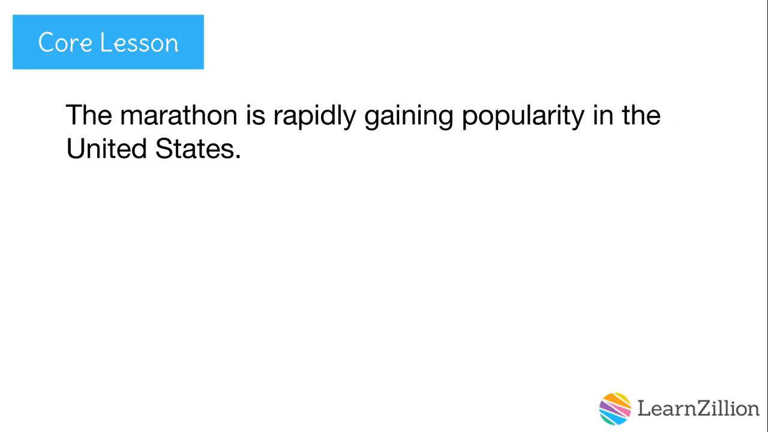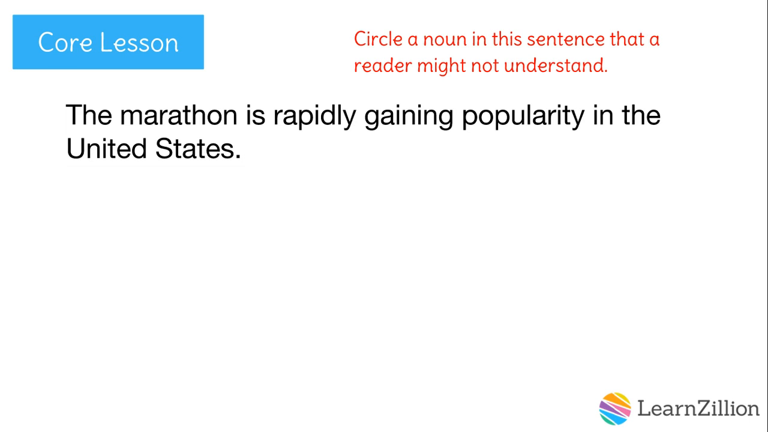Okay, let's start by looking at my first sentence here. Now remember, we use appositives to clarify meaning and add details. Are there any nouns in this first sentence that our reader might not understand or might need more information about? Pause the video and circle a noun in this sentence that a reader might not understand. Press play when you finish.